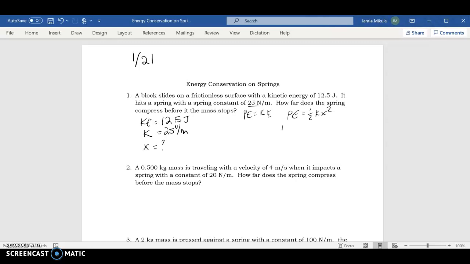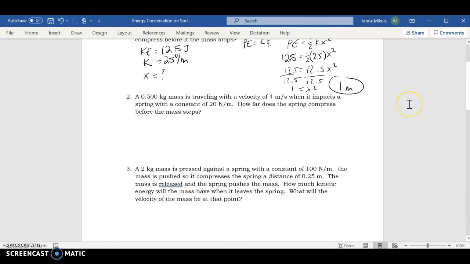So we can say that 12.5 is equal to 1/2 25x squared, and then solve for x. So half of 25 is 12.5. Divide 12.5 by both sides. That's 1 equals x squared, and then the square root of 1 is 1. So it would be 1 meter.